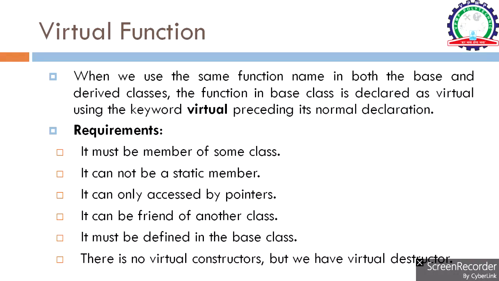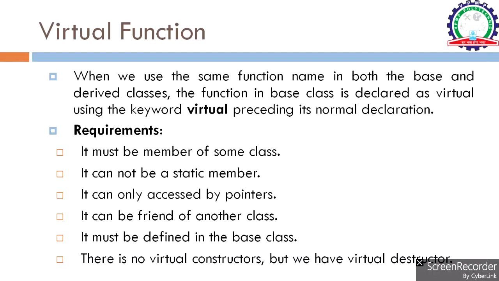So what are the basic requirements to declare any function virtual? Let's see. It must be a member of some class. Then it cannot be a static member. Yes, a virtual function cannot be a static member function. Then it can only be accessed by pointers. Yes, as it is used to implement runtime polymorphism, virtual functions can only be accessed by pointers.